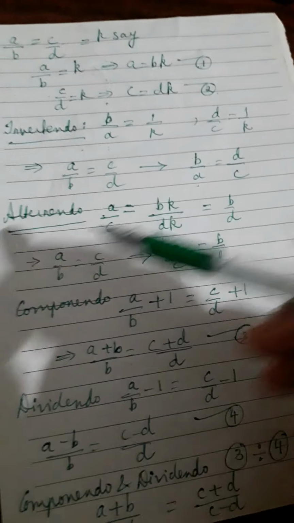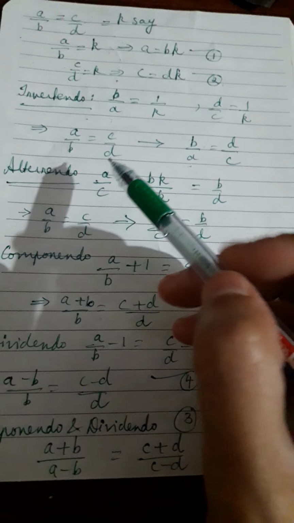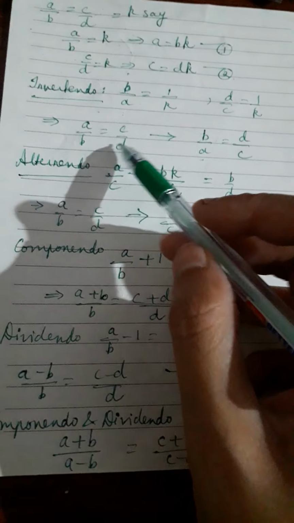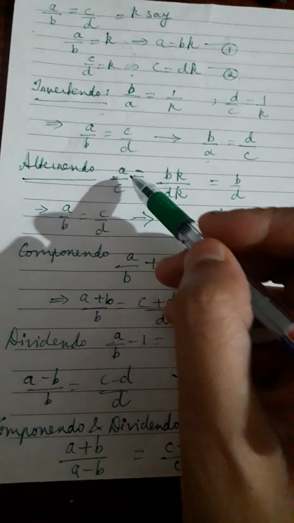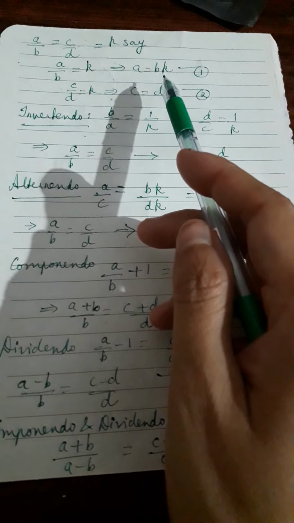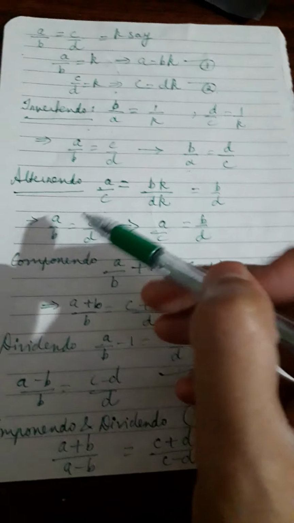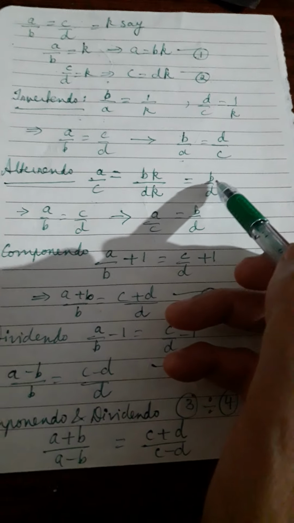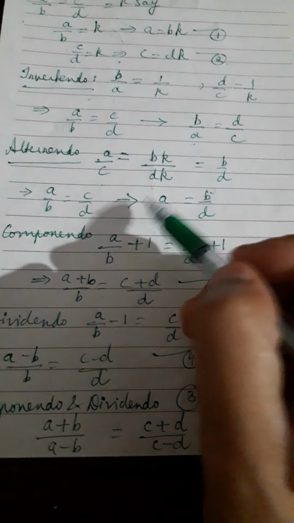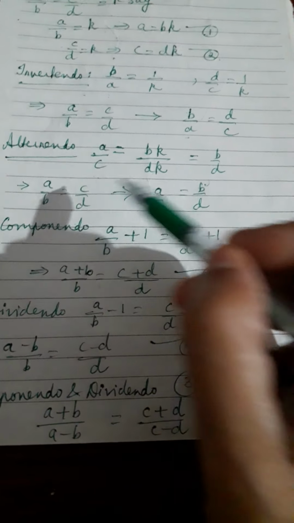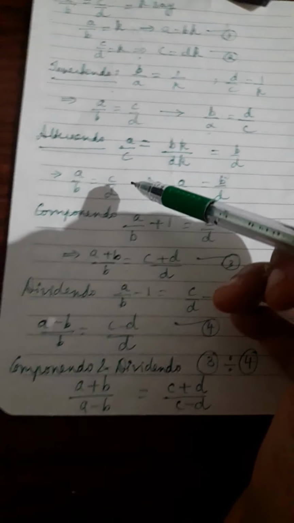Okay. Next, alternando is you push c down here and make b go up here. So given a by b is equal to c by d, from this we have to go to alternando. What is alternando? So what is a by c? Coming back to equation 1, a is equal to bk, and c is equal to dk from equation 2. So substituting for a and c, a by c is equal to kk gets cancelled, which is b by d. So if a by b is equal to c by d, we can infer that a by c, where c has come down and b has gone up, is equal to b by d. That we have proved in the k method. That is nothing but alternando.